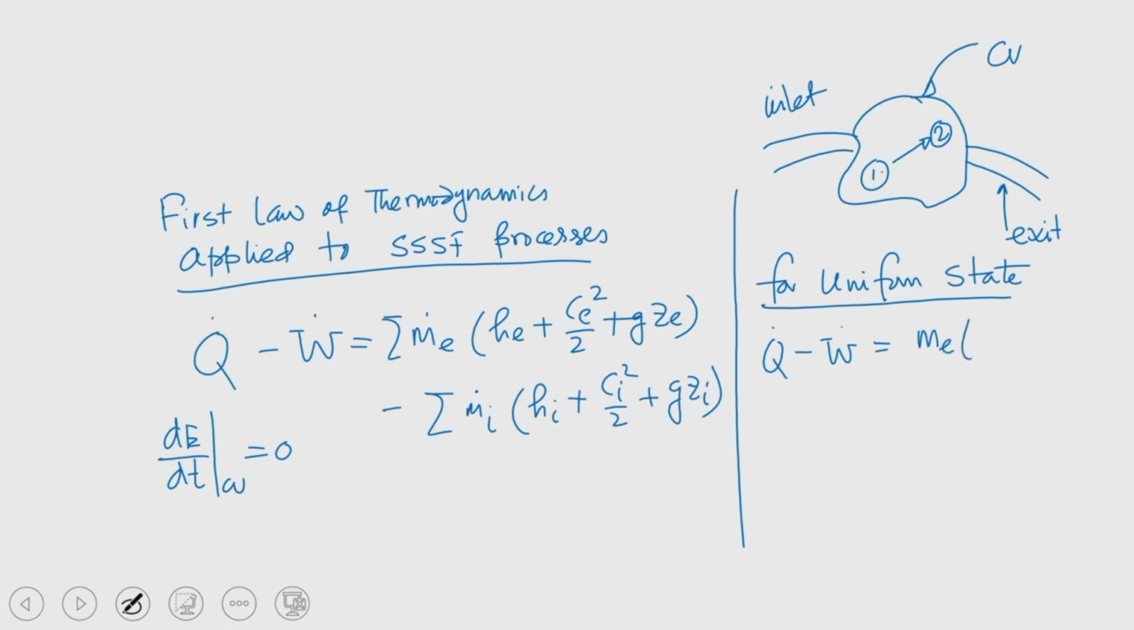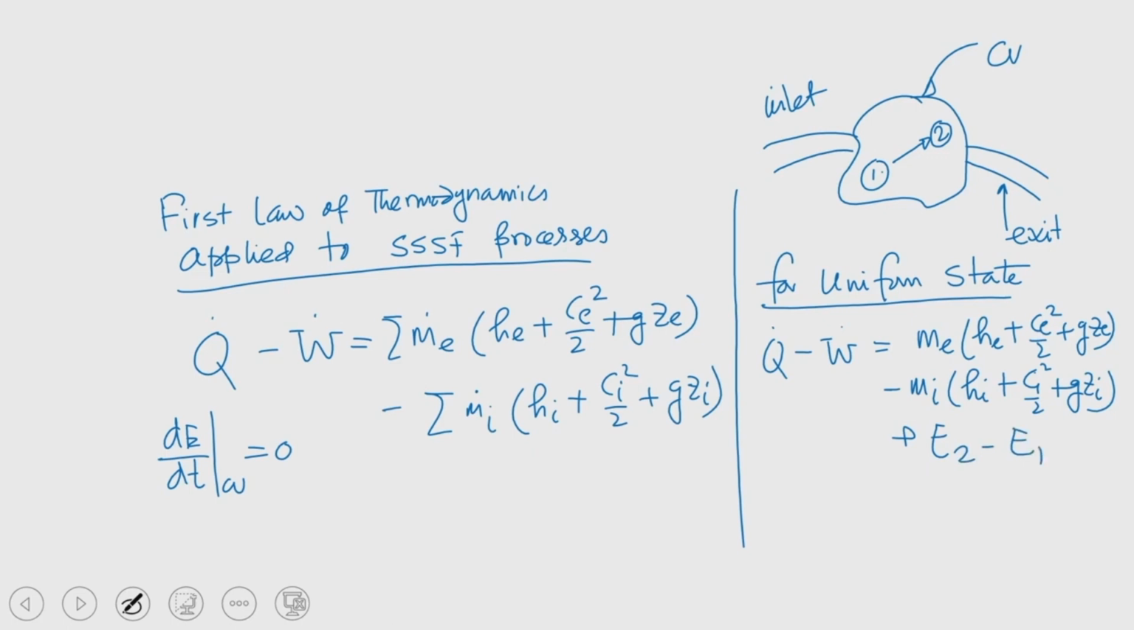So, we can write m_e (h_e plus C squared by 2 plus g z_e) minus m_i (h_i plus C_i squared by 2 plus g z_i). Since it is uniform state, we cannot make this term trivially 0. So, basically this should be plus E2 minus E1. That is E2 minus E1.